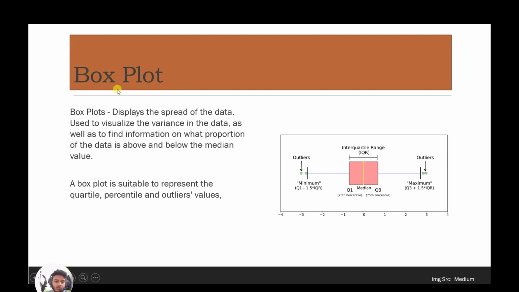Now we have the box plot. A box plot is used for understanding the variation in our data set. It is also used to identify outliers in our data set. This is called the lower bound, and this is called our upper bound. They represent where our maximum value lies and where our minimum, lowest value lies. And then you will see some dots also.